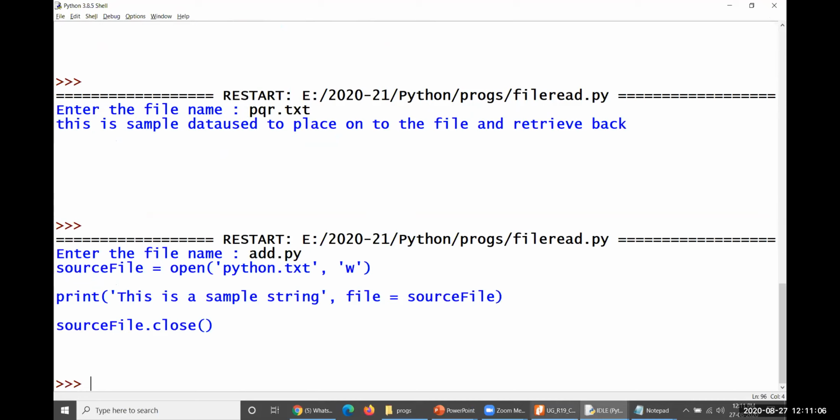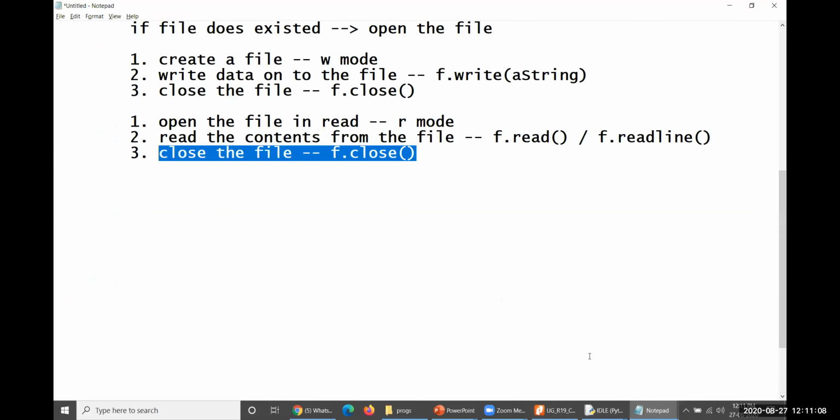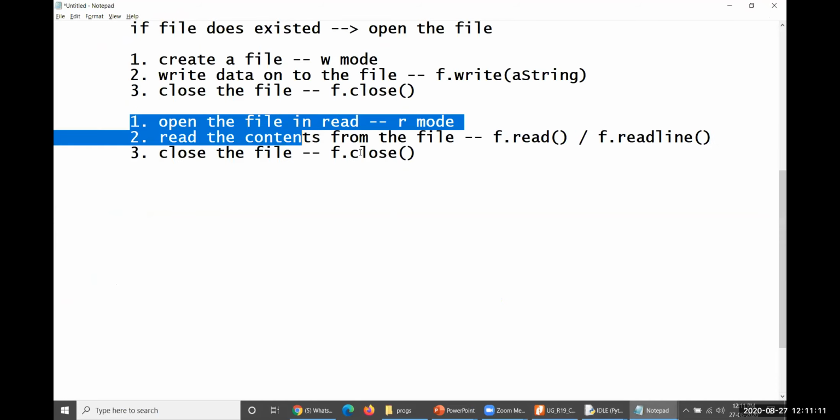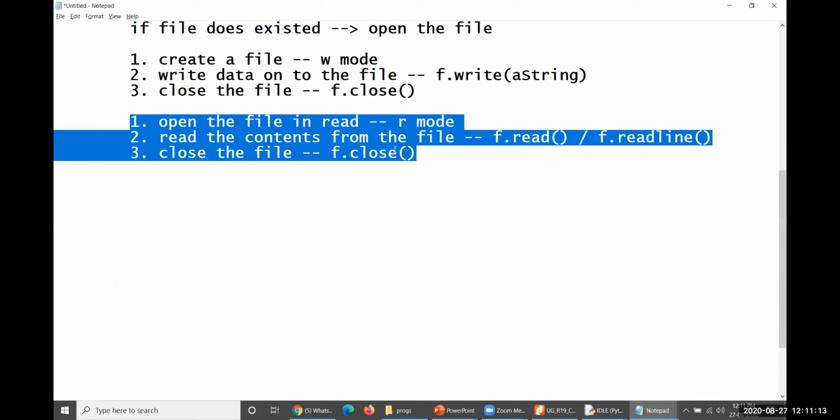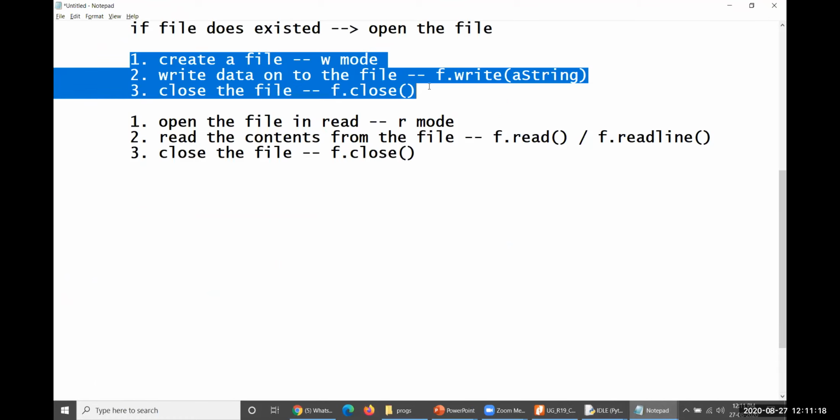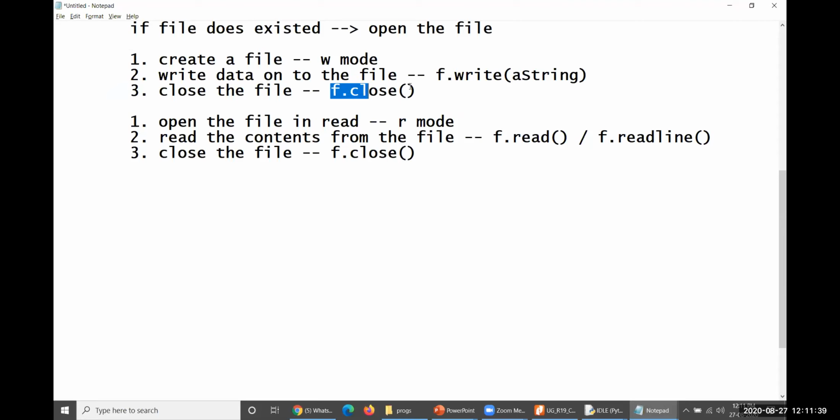Okay, so for reading, you must follow these operations. Step number two can be done several times. For writing, these are the steps you have to follow. Step number two can be done several times until a word, not only END. You can place your own word, whatever it may be. Until that particular word, the data will be repetitively written onto the file. After writing onto the file, at last you have to close that file. In this way, you can perform the operations here.